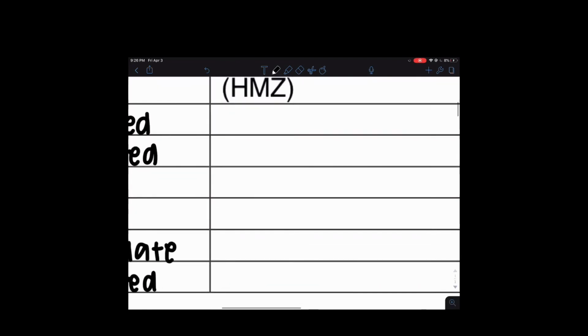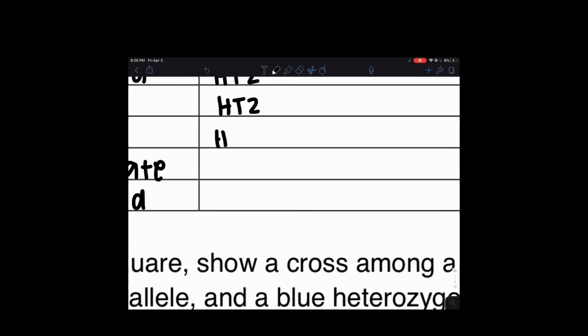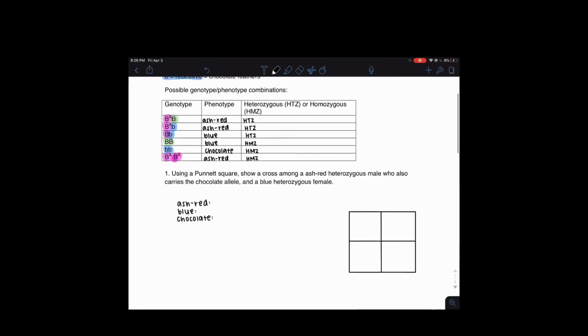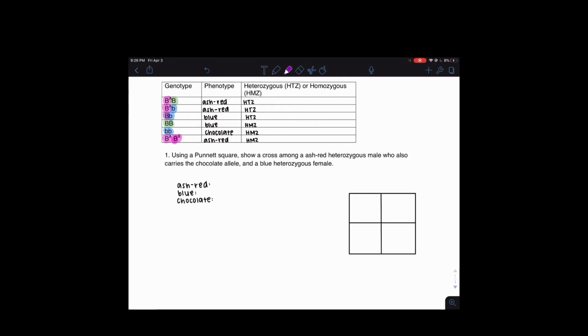So the first three genotypes and phenotypes are going to be heterozygous because they have two different alleles in them. The next one is homozygous recessive because it has two recessive B's. And the next one is also homozygous recessive because it has two lowercase recessive b's. And the last one is homozygous dominant because it has two dominant alleles.